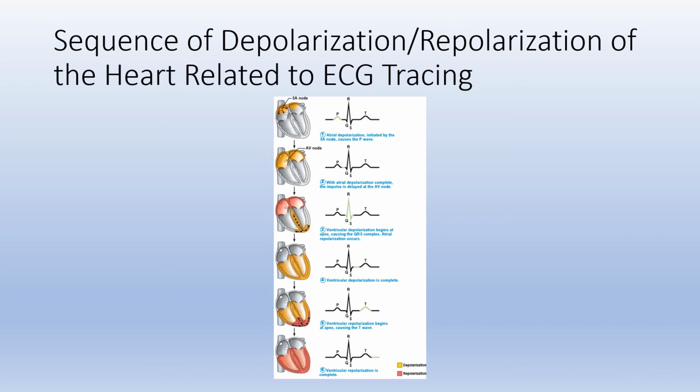The T wave now, you can see that the apex is beginning to repolarize, and it works its way up to fully repolarize both the left and the right ventricle. Again, this is one cardiac cycle.